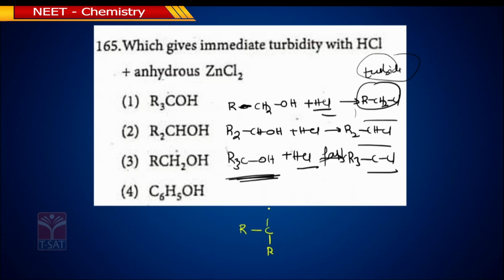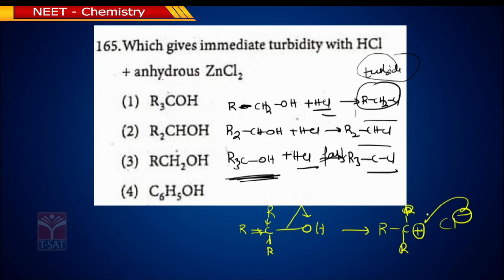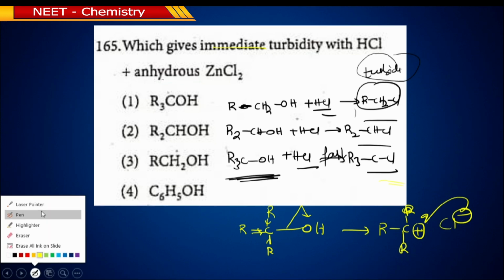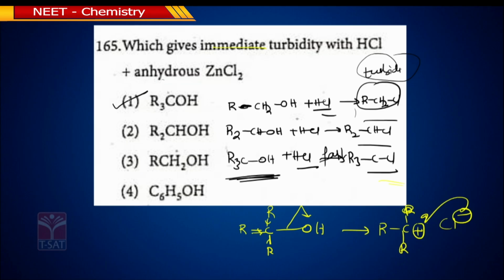it will be like this. All the electron donating groups will donate electrons to the carbon chain, so OH will be removed very easily, as a result of which you will be getting the carbocation very easily. So that Cl minus will attack very easily and forms turbidity immediately, right? That's why tertiary alcohol will form the turbidity immediately with HCl. So here in the given options the tertiary alcohol is what? Tertiary alcohol is the first option, right?